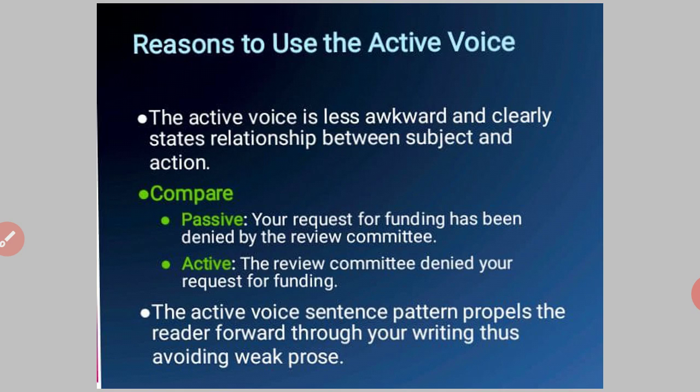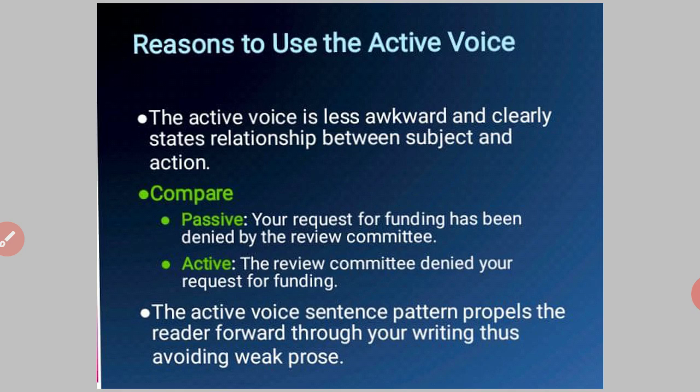But in the passive voice sentence, "your request for funding..." So what happened to the request for funding? We don't know. Only after we get to the end do we get the meaning that your request for funding has been denied by the review committee. Getting? But when we say the sentence in active voice, "The review committee denied your request for funding," it's clear and less awkward.